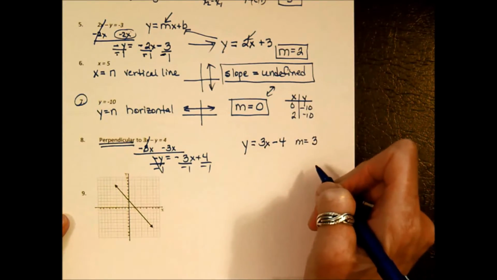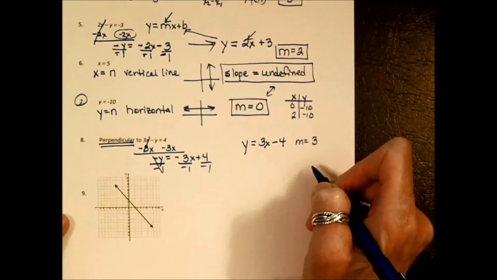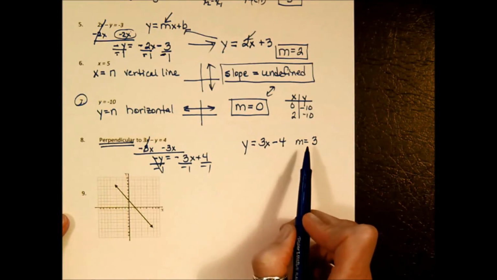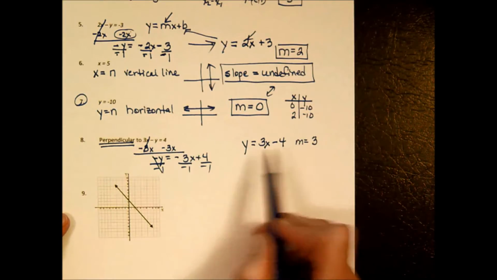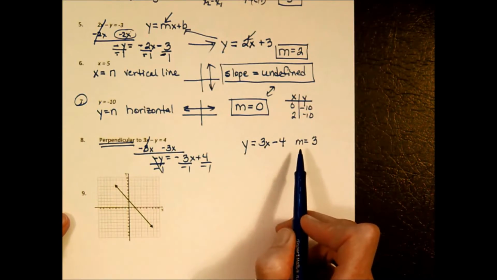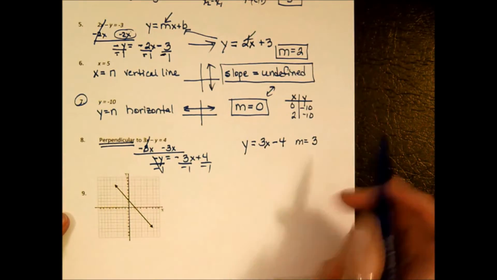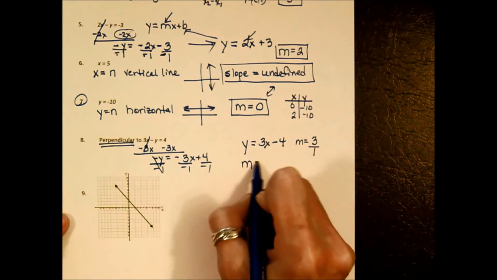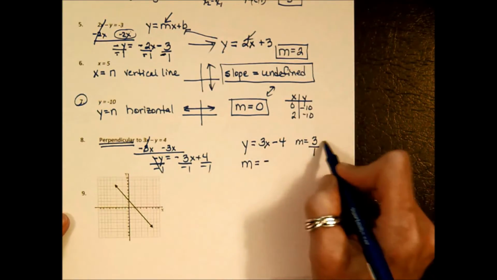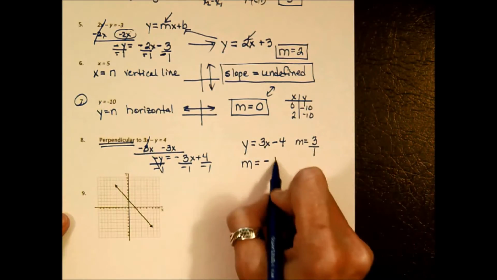Now if my line was parallel to that line, that would also be the slope of my line. But my line is perpendicular. Perpendicular lines have slopes that are opposite, meaning opposite sign, and reciprocal. So think about this, it is a positive 3/1, so my slope is a negative, and now the reciprocal of this, 1/3.